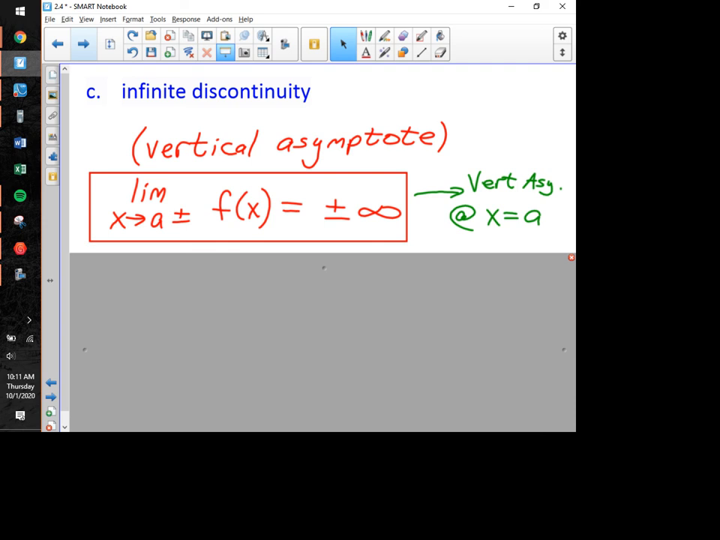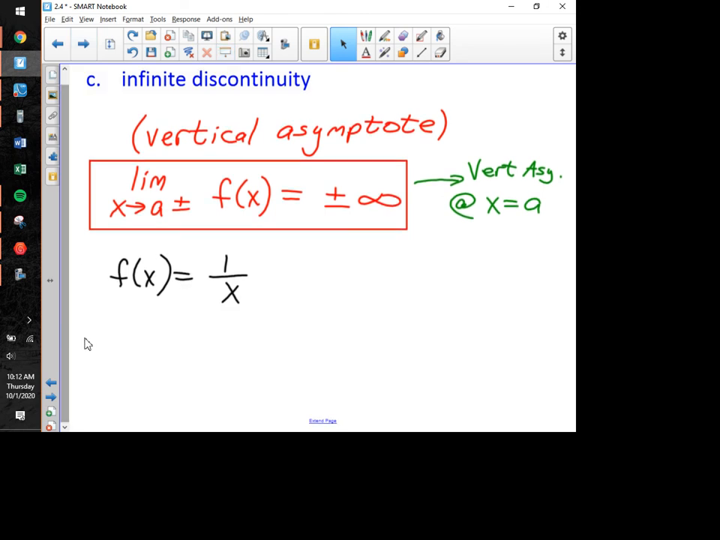All right, so an infinite discontinuity occurs at a anytime that your limit as x approaches a, and this is important now, guys, from either the right or the left, when either one of those one-sided limits of your function is equal to either positive or negative infinity, that's when we have a vertical asymptote or an infinite discontinuity at x equals a. All right, so let's see that one in action.